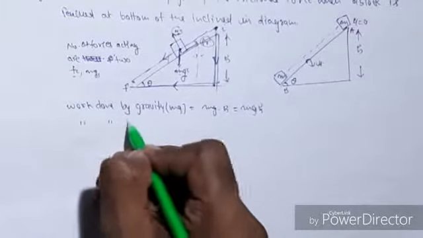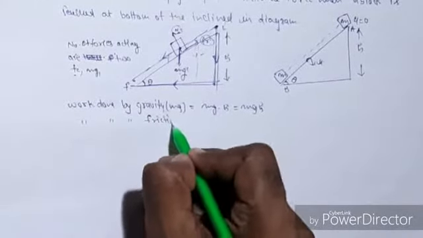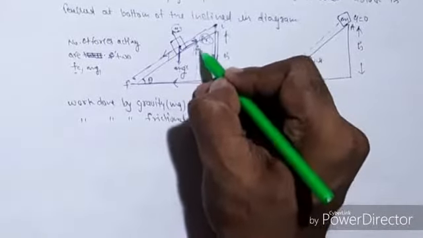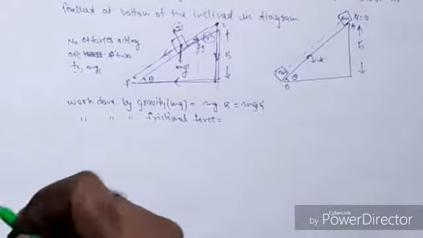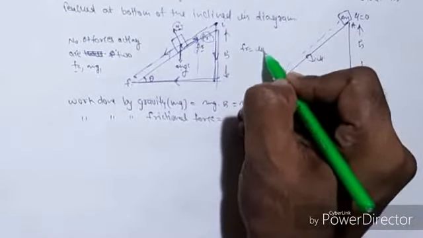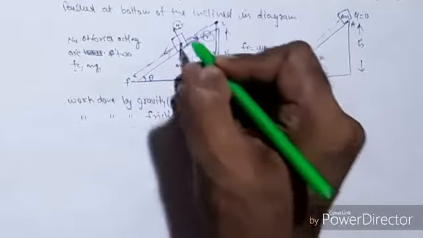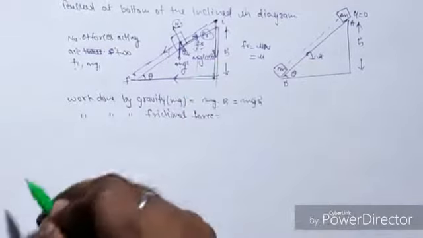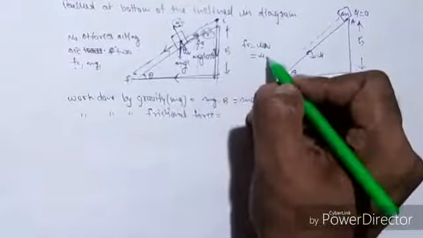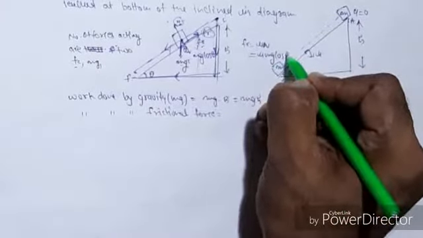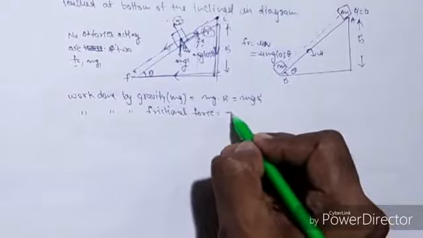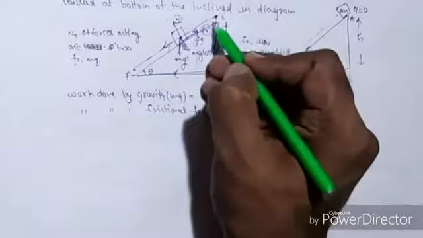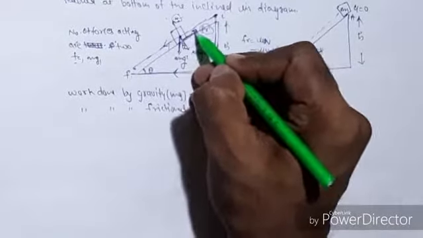Now the work done by the friction force. In this example, the friction force acts in the backward direction, and its value will be equal to mu times N. What is the value of N? If this is theta, this component is equal to mg cos theta. N and mg cos theta are equal, therefore N can be replaced by mg cos theta. Therefore the work done by friction is equal to minus mu mg cos theta times displacement in the direction of the force. Why has the minus come?